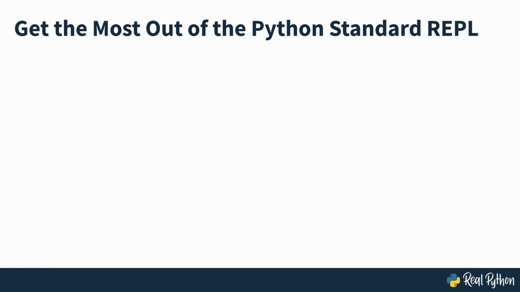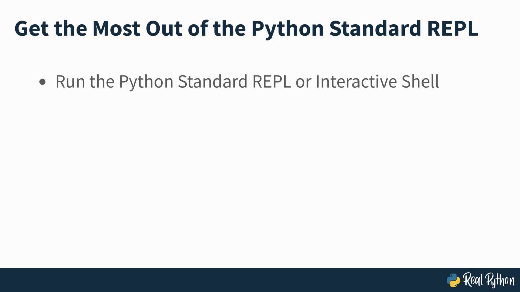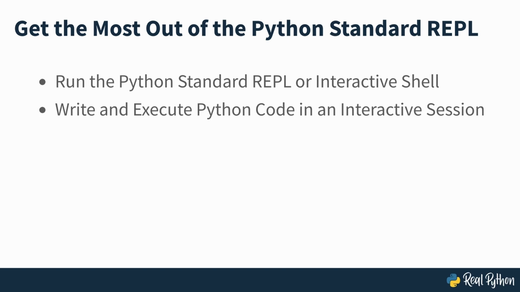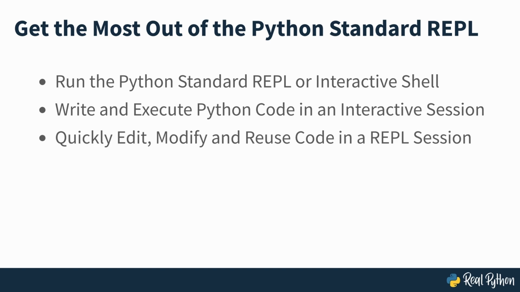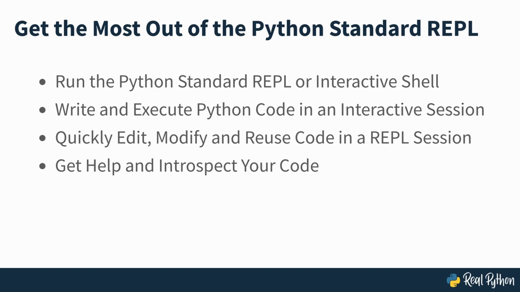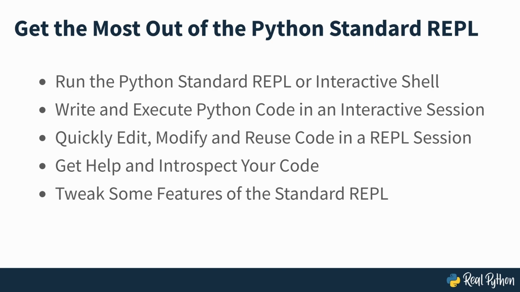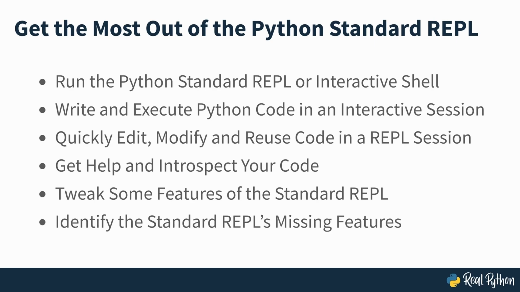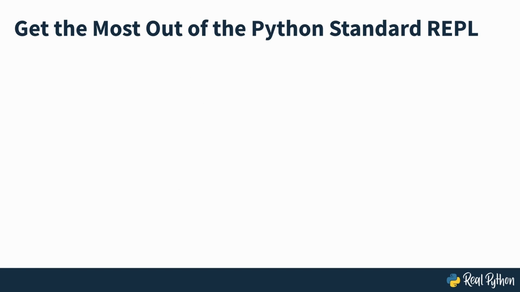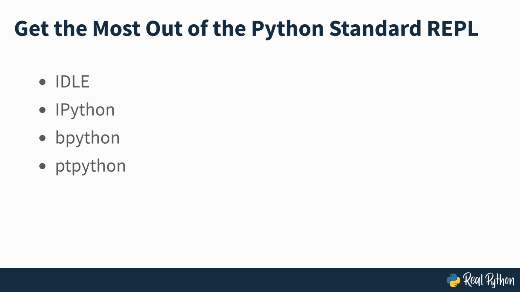In this course, you'll learn how to run the Python standard REPL or interactive shell, write and execute Python code in an interactive session, quickly edit, modify, and reuse code in a REPL session, get help and introspect your code in an interactive session, tweak some features of the standard REPL, and identify the standard REPL's missing features. You'll also learn about available feature-rich REPLs such as IDLE, IPython, BPython, and PTPython.